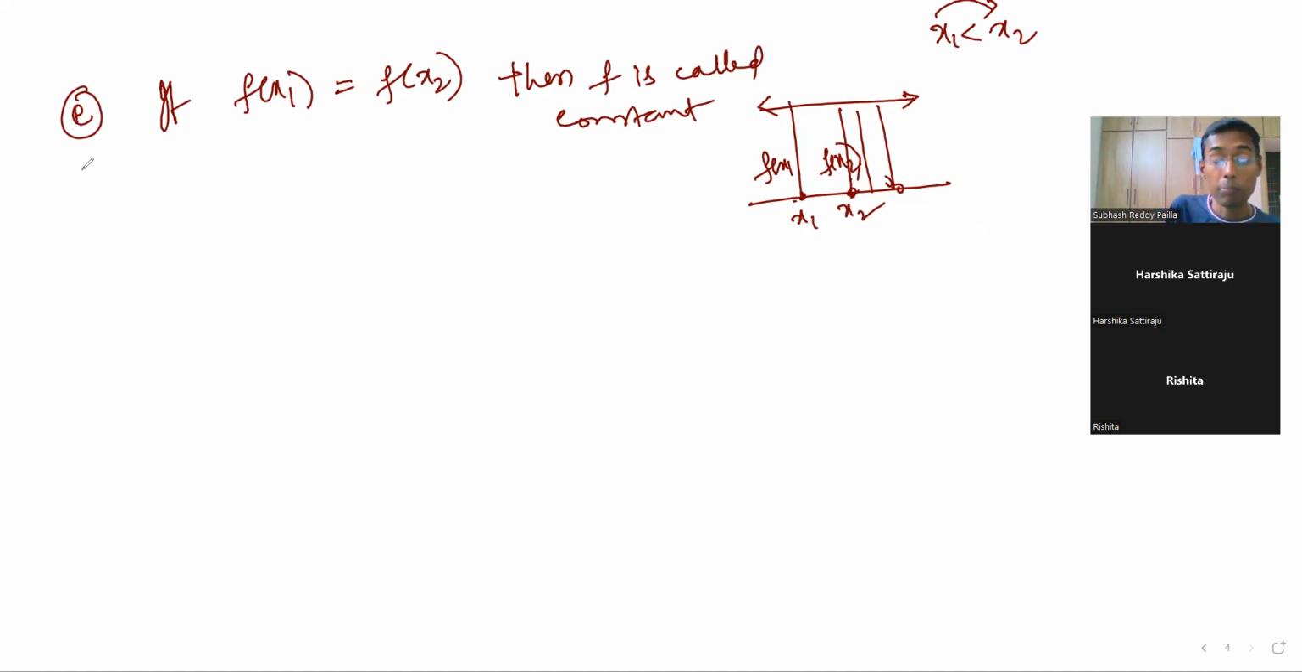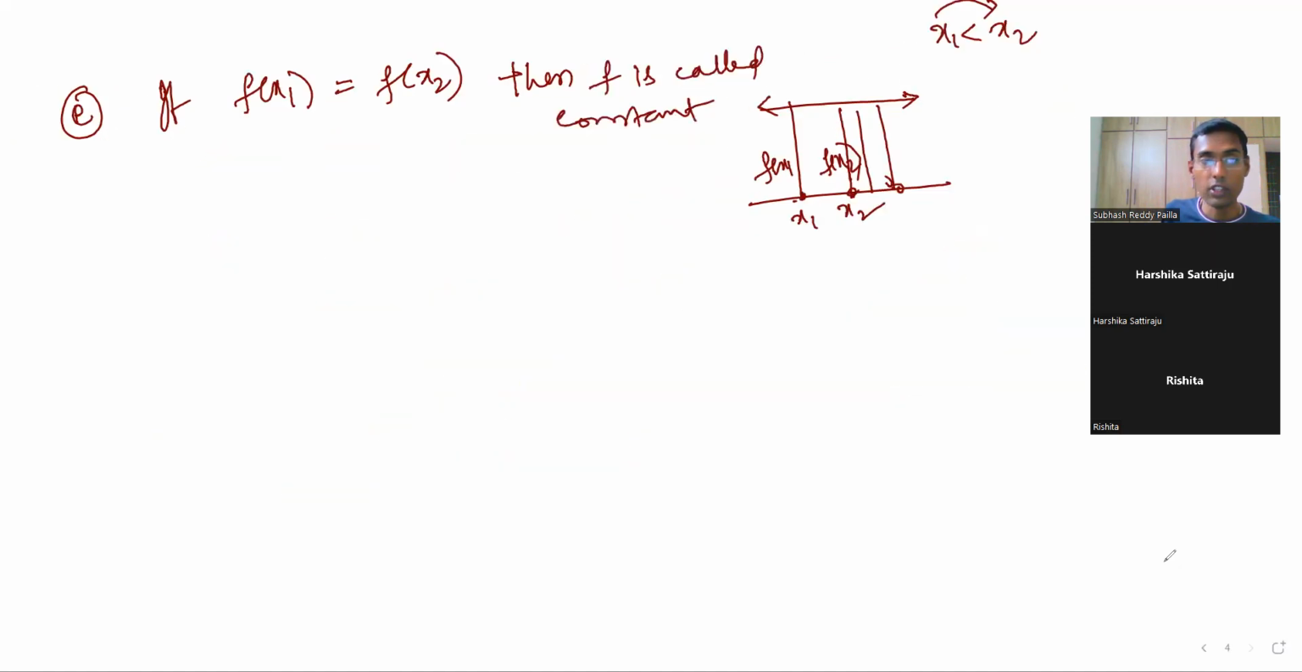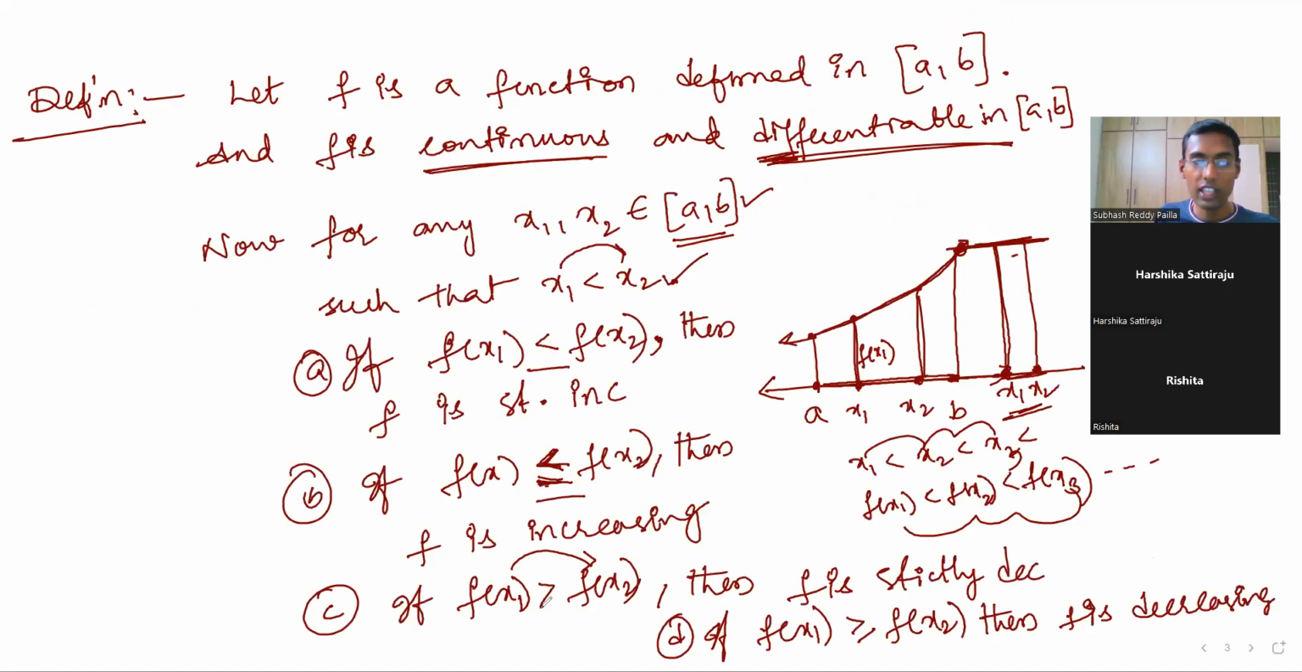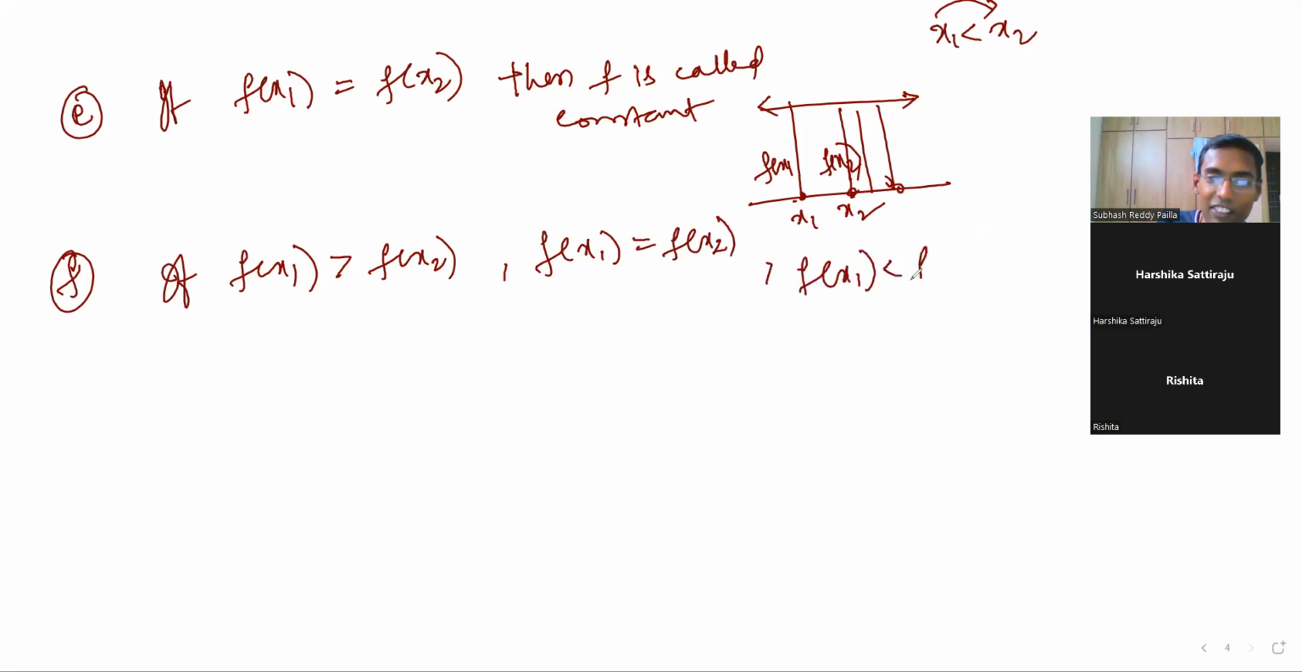By this definition, now you can understand. If any one of these relations holds, you can't say anything like this. Sometimes it is less than, sometimes greater than, sometimes it is equal. All three relations are there.